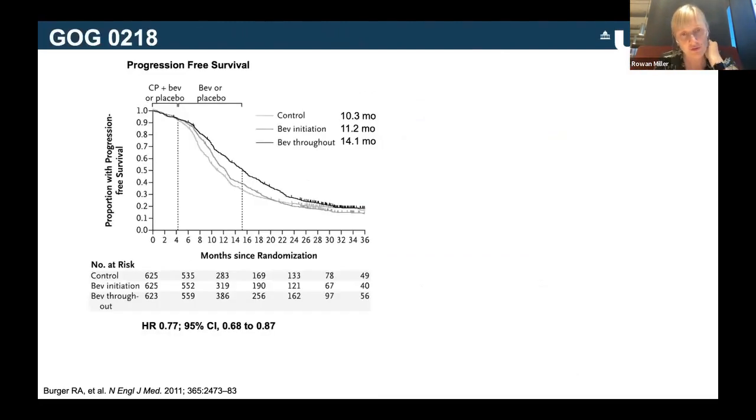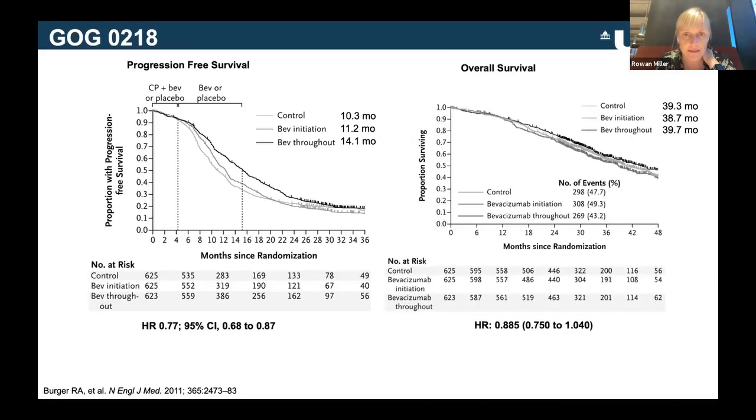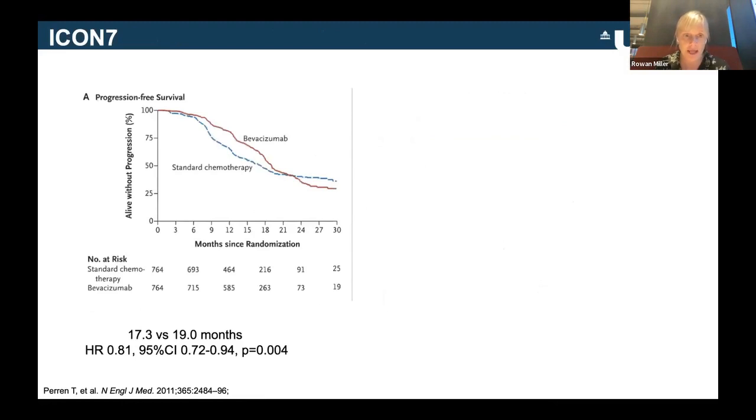The GOG study showed a small improvement in progression-free survival. So, at that point, a 3-month improvement in PFS was considered a highly positive trial, hazard ratio of 0.77. And that was only when bevacizumab was given both with chemotherapy and then as maintenance. But disappointingly, this didn't translate into a survival benefit. So there was absolutely no difference between the 3 arms in overall survival. And then when we look at the ICON-7 trial, again, a minimal improvement in progression-free survival of less than 2 months.